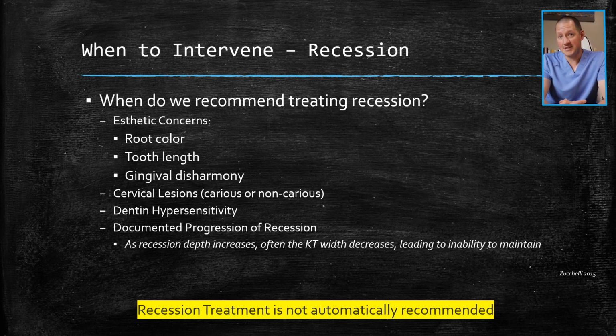So if I see a patient and they have continued progression of recession, that is another reason why I might say, you know what, we probably need to recommend treatment here to reverse this and not let it go in the opposite direction we want it to and cause detrimental effects down the road. When to intervene for KT width, right?